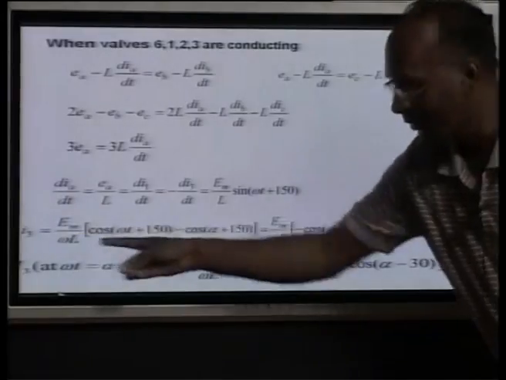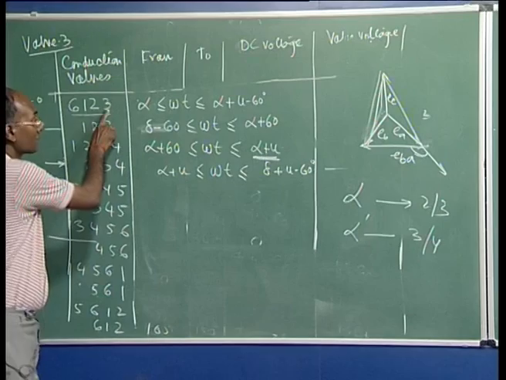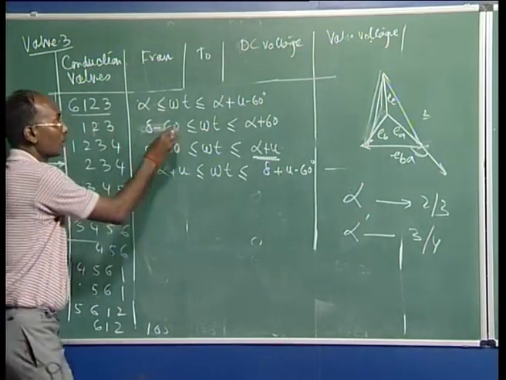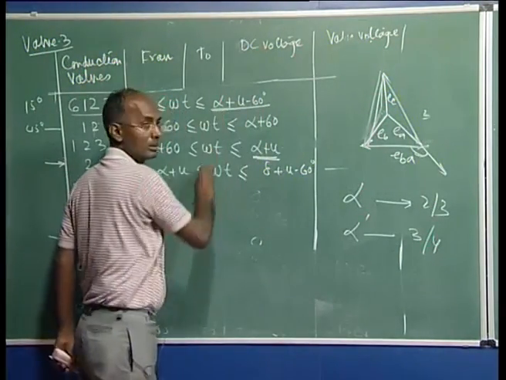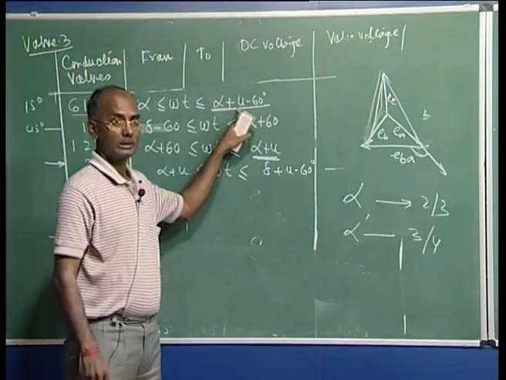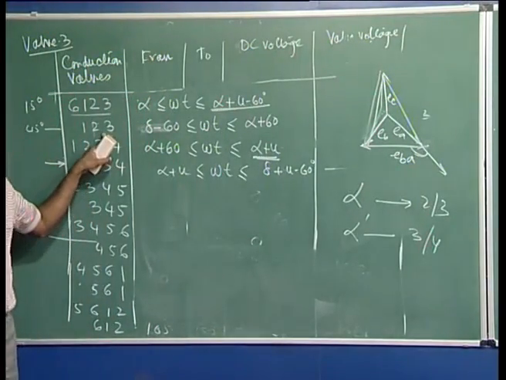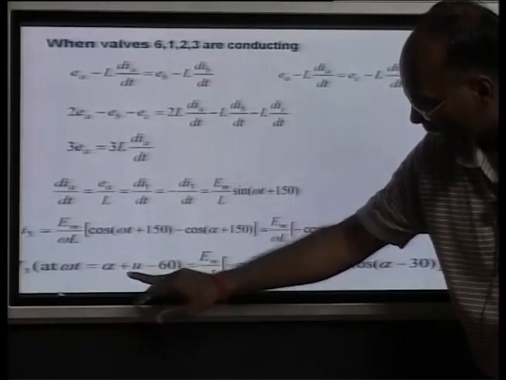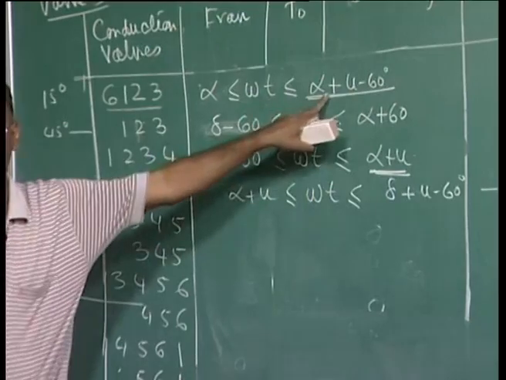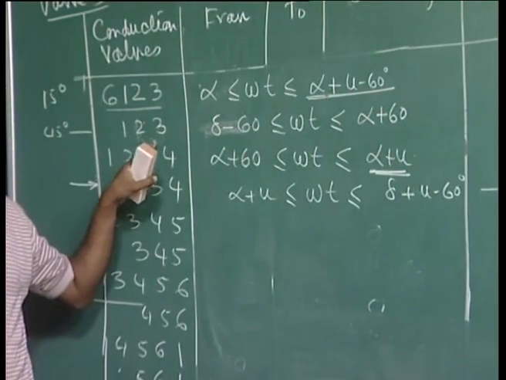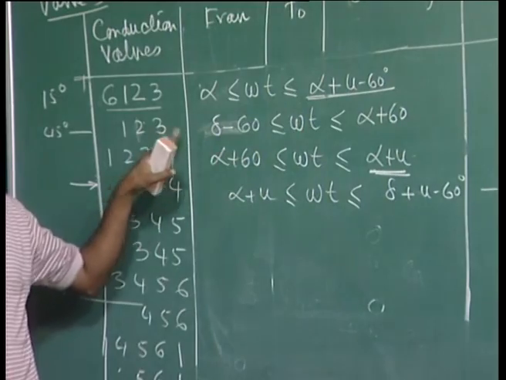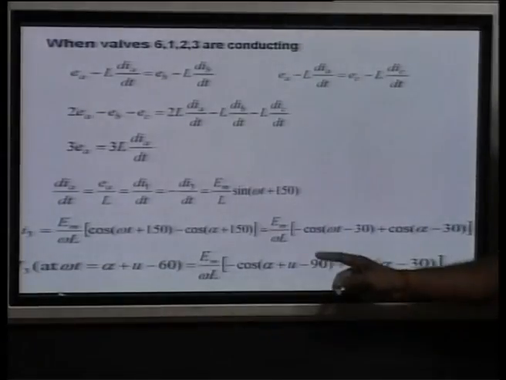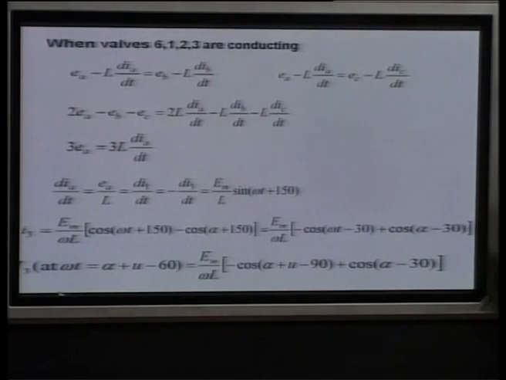So, this is your I3. Now, at the end of this phase, we are coming here. If you put this value here, omega t is equal to this, which will be the starting current of this. That is why it is written: if at omega t is equal to alpha plus u minus 60, this will be the initial current of this, and then we have to integrate for this period. So, here your I3 at this period, just put this value and you are going to get this expression.